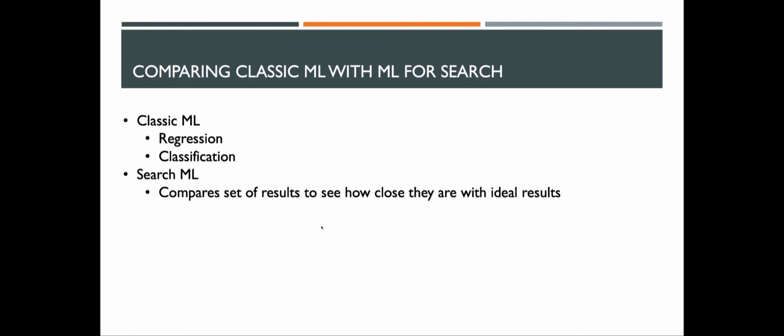In case of search, you are not predicting a real value, or classifying a result into a certain category. What you are doing is, for a given query, you're computing a set of results, and you are comparing that set of results with the ideal set of results to see how close they are. Usually you use a metric like recall, precision, NDCG, or expected reciprocal rank to make sure that the error is minimized between the actual and predicted results. We will see in the subsequent lectures how we can use a machine learning library to minimize those errors.